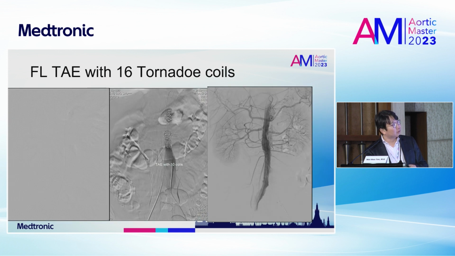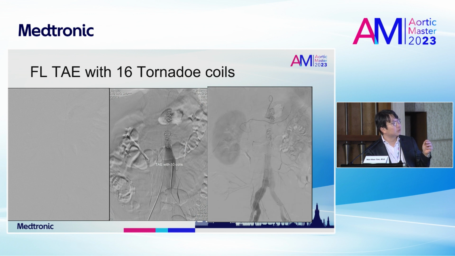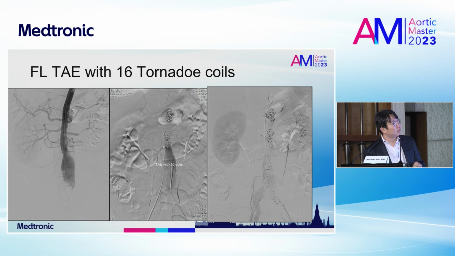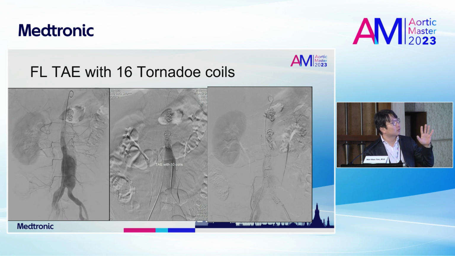Let's go back and see properly. Okay, actually after we do the coil, we still find that there's a backflow from the left common iliac artery. So in this case, after we do this intimal tear closure, we also perform the early EVAR for him. Okay, so in order to close all the tears.